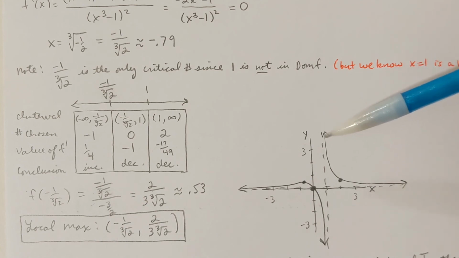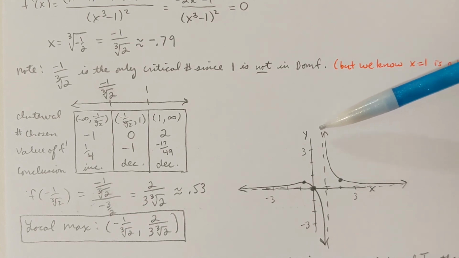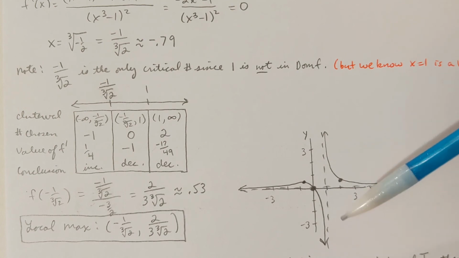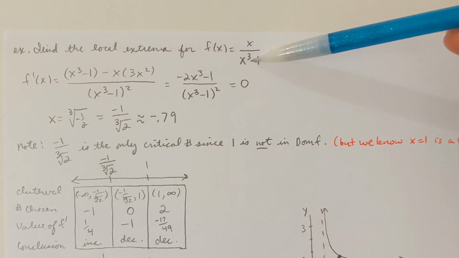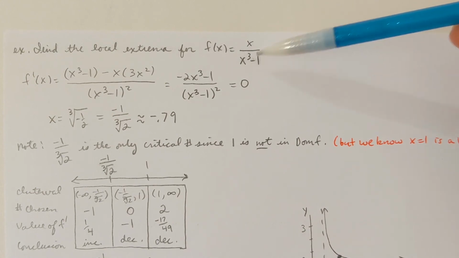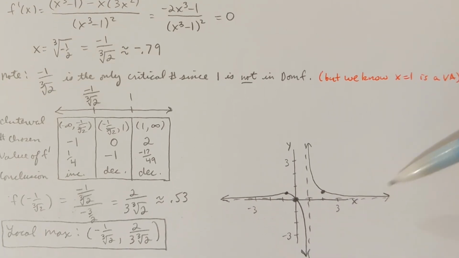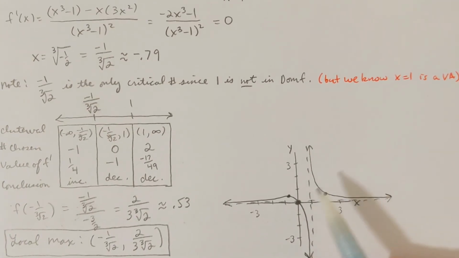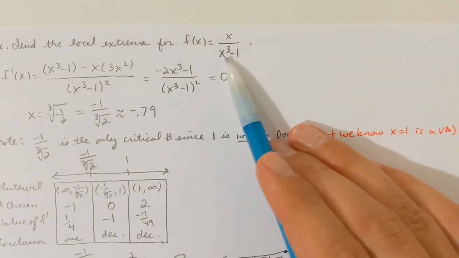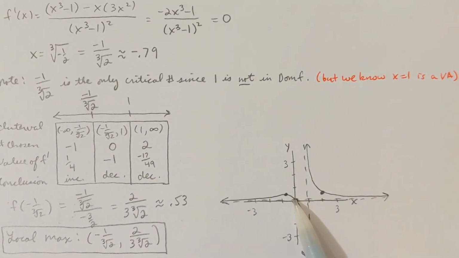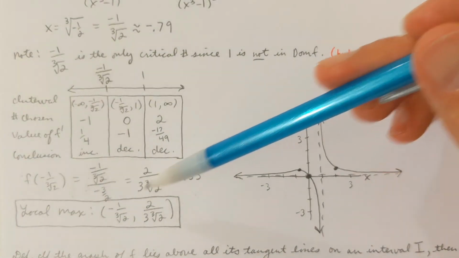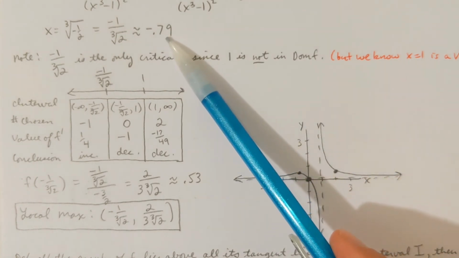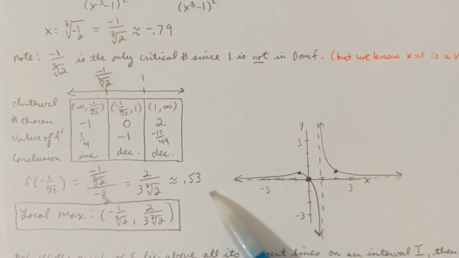So if I were to sketch a graph now, I know I have a vertical asymptote at x equals 1. Also, I'm going to have a horizontal asymptote at y equals 0, right? Because the degree of the top is less than the degree of the bottom. Whenever the degree of the top is less than the degree of the bottom, y equals 0 is always a horizontal asymptote. And now if x is 0, y is 0, so (0, 0) would be on the graph. Okay, and we have a local max at the point which would be roughly (negative 0.79, 0.53). And so that's that point there.